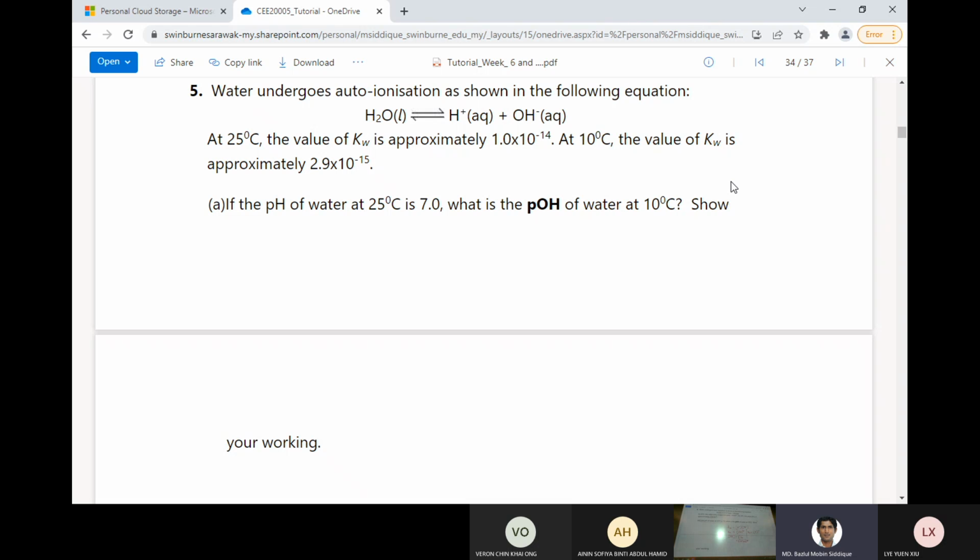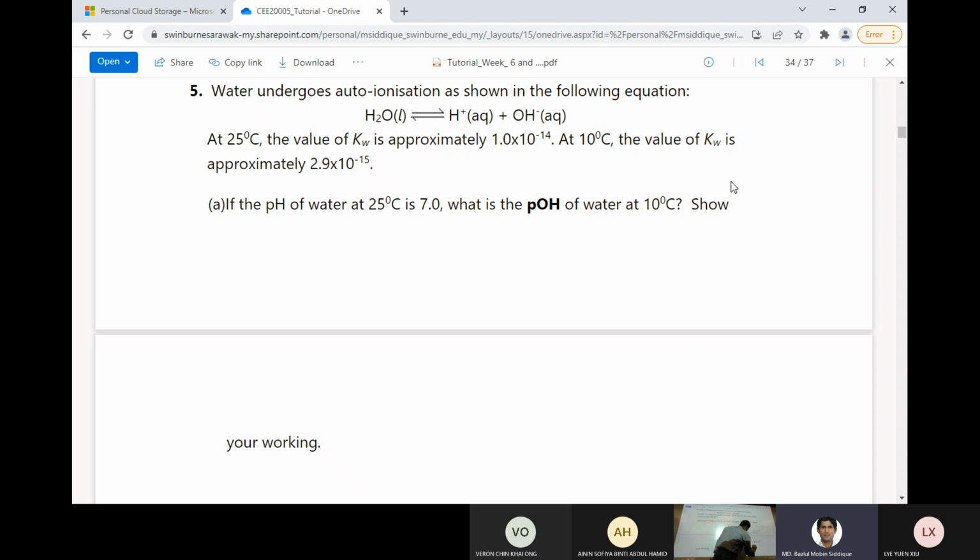Yeah, 5.38 times 10 negative 8. So this is the hydroxyl ion concentration. And then the pOH, how can I find the pOH from here? Negative log of this value, right?